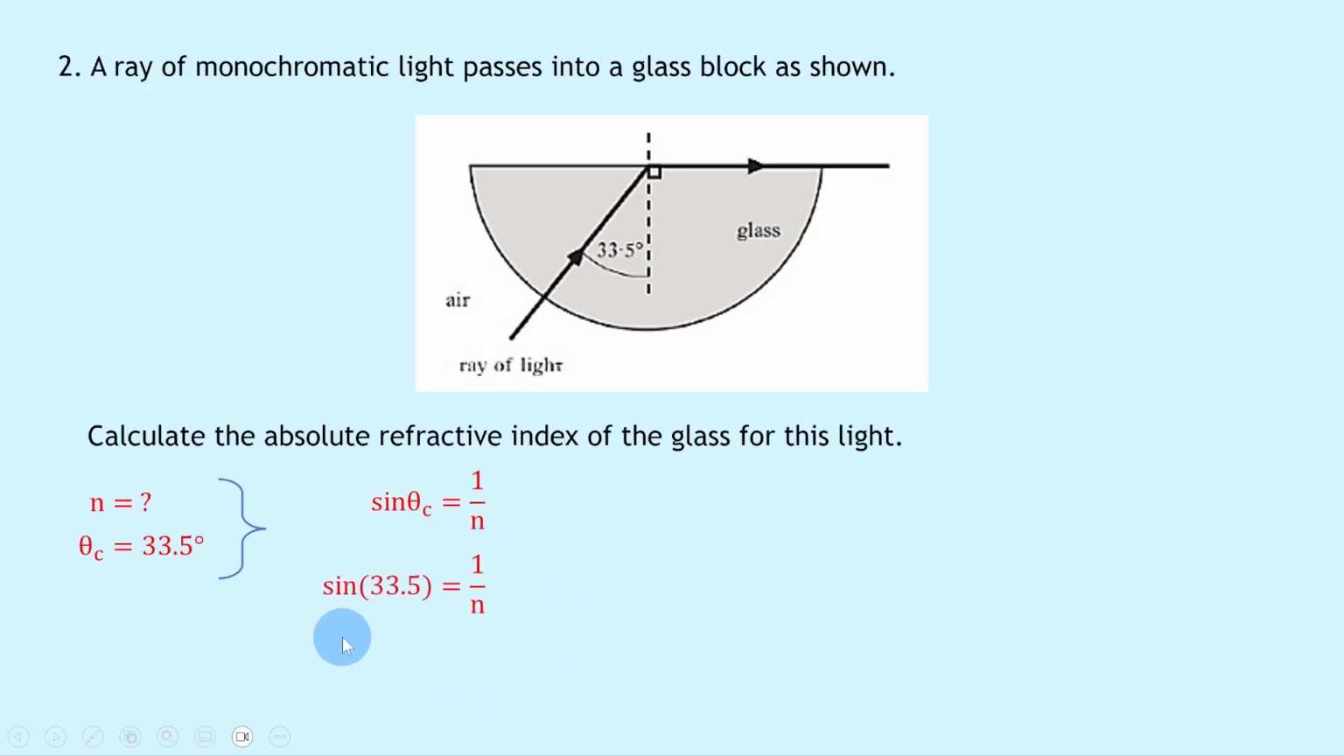Substituting in the numbers gives sin 33.5 equals 1 over n, and then to get n on its own we can times both sides by n and then divide both sides by sin of 33.5, or we can simply cross multiply and swap the n and the sin 33.5 round, so we get n equals 1 over sin 33.5, and then putting that into your calculator you should get an answer of 1.81, which seems a bit too high for glass, but in terms of these numbers that's what we're getting.